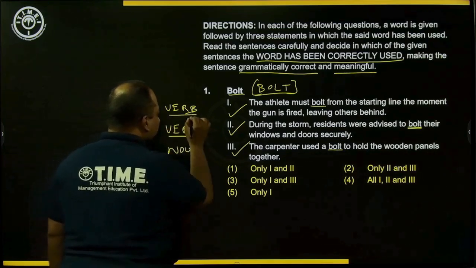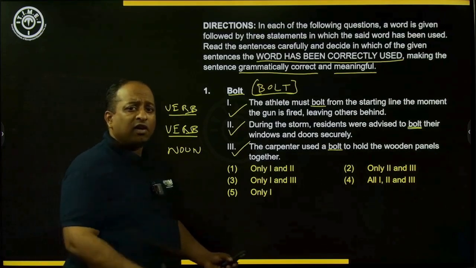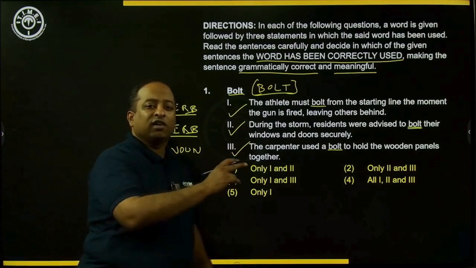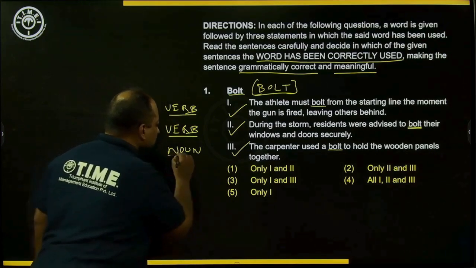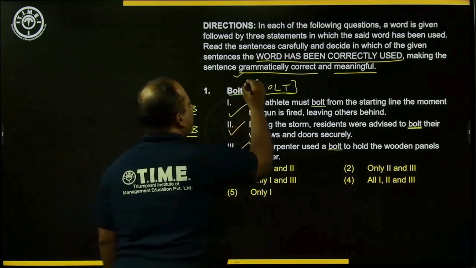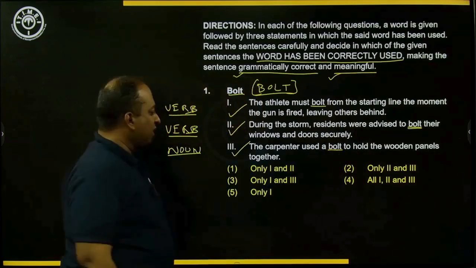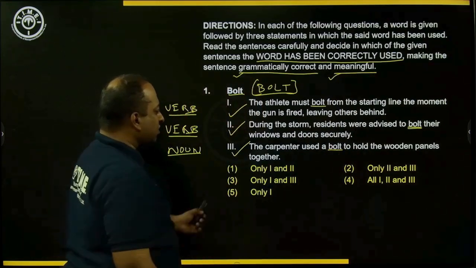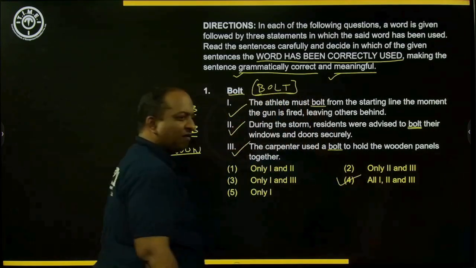And these two are verb forms. Although both of them are verbs, there are different meanings of the word bolt which are given there. So we have the word bolt used in 3 different ways. All 3 times it is being used in a grammatically correct way and also makes sense, meaningful. Hence, the option which says all 3 statements are right is option 4.